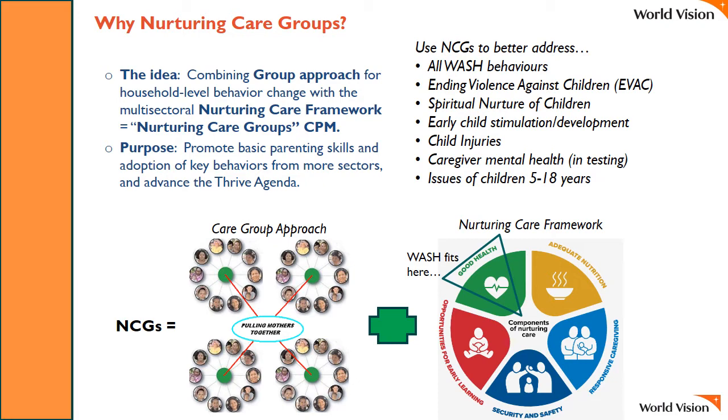With this project model, field offices can promote behaviors across all sectors except livelihoods. In fact, you could promote all of the behaviors included in the 74 WASH, health, nutrition, child protection, education, spiritual nurture of children, and mental health lessons in about 3 years.